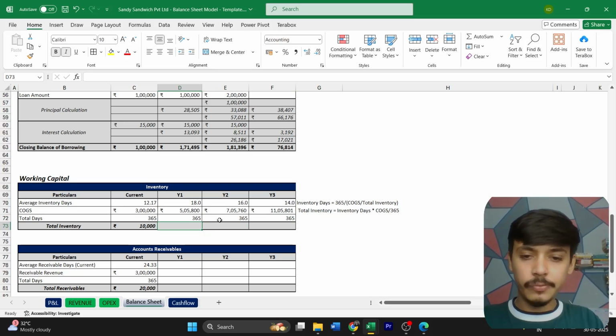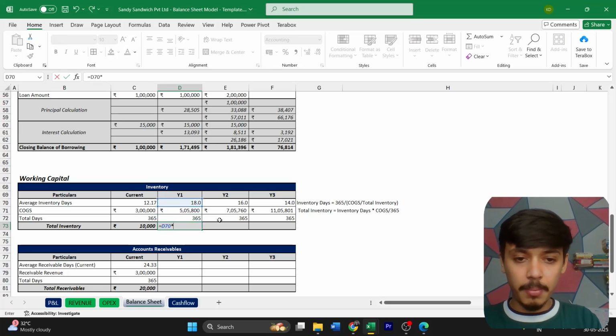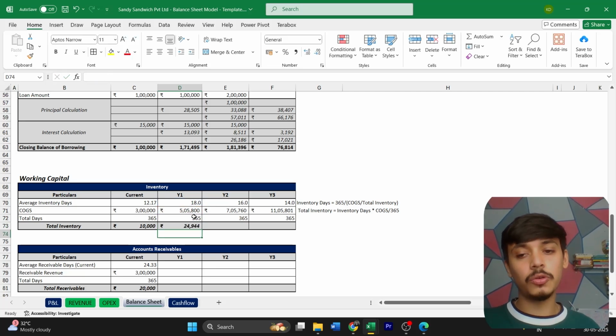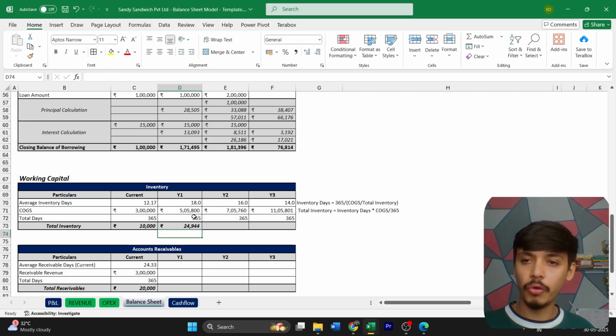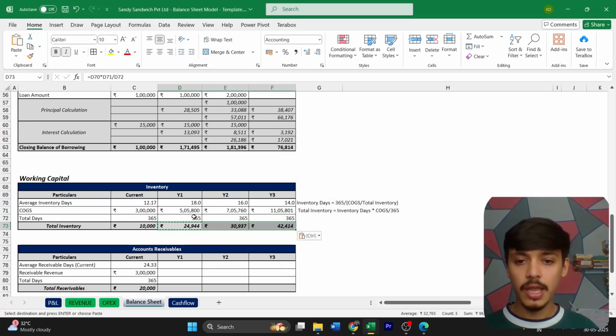We will now plug in this formula. Total inventory equals inventory days multiplied by COGS divided by 365. Perfect. So we get 24,944 as our inventory for year 1. Next, we will copy paste this entire formula for 3 years and we have our inventory calculation ready with us.